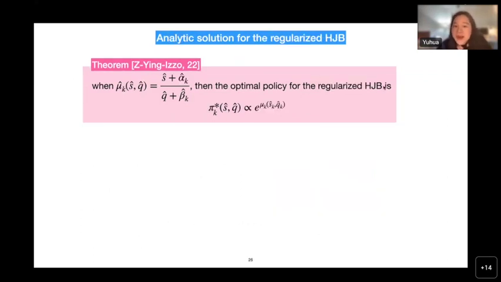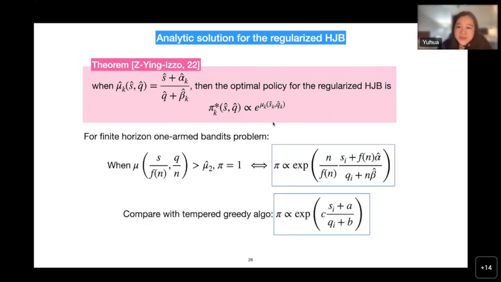For the regularized HJB, you have a similar conclusion. As long as this first moment has this form, you always end up with an optimal policy that is exponentially proportional to this first moment. This also has a similar form to a very popular multi-armed bandit algorithm, called the tempered greedy algorithm.